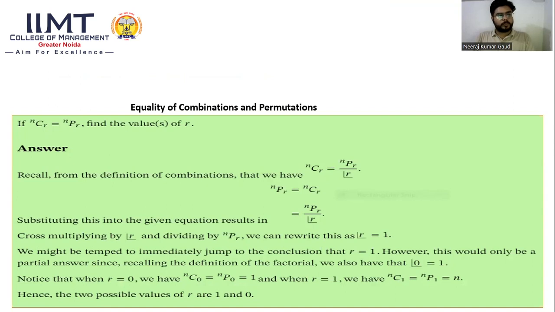We might be tempted to immediately jump to the conclusion that r is equal to 1. However, this would be only a partial answer, since recalling the definition of the factorial, we also have that 0 factorial is 1. Notice that when r is 0, we have nC0 and nP0 both equal to 1, and when r is 1, we have nC1, which is nP1, equal to n. Hence, the two possible values of r are 1 and 0.